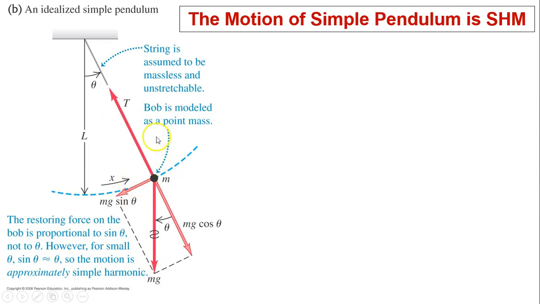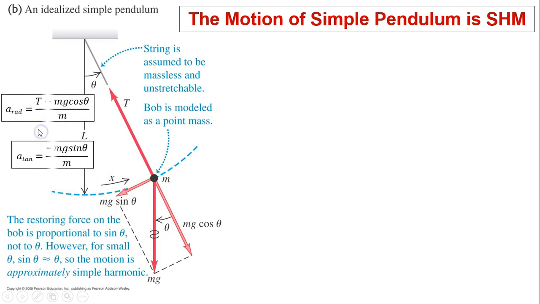Since the bob is moving in an arc, that's a two-dimensional motion. Whenever it's moving in two dimensions, there are two accelerations. One is the radial acceleration, the other one is tangential acceleration. Radial acceleration is the same as centripetal acceleration, which is T minus mg cosine theta, that's the centripetal force, divided by mass. That gives you centripetal acceleration. The other acceleration is tangential acceleration. That's the tangential part of the gravity divided by mass.